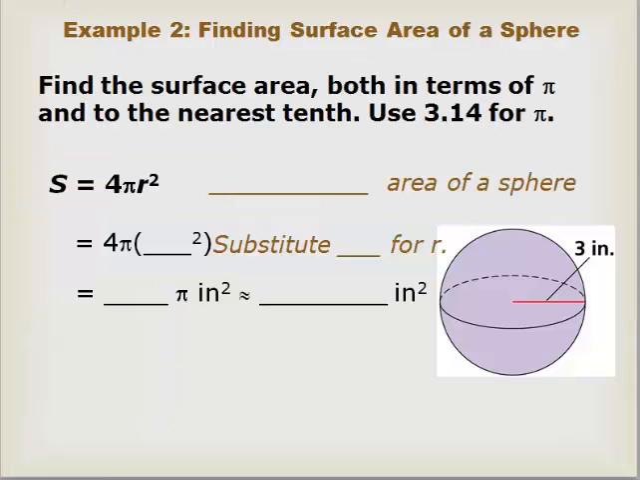In example 2, we wish to find the surface area. First step is to write the formula for the surface area of a sphere. Then we're going to determine our radius. Our radius in this is 3 inches, and we're going to put it in for our r. So this is 3 squared. We have substituted our 3 for our radius. 3 squared is 3 times 3, that's 9. 9 times 4 is 36 pi. 36 times 3.14 is going to equal 113 square inches.